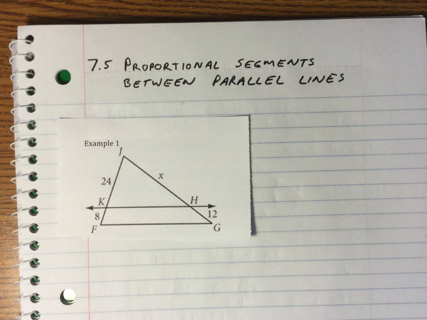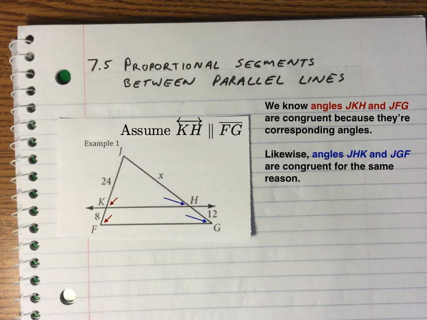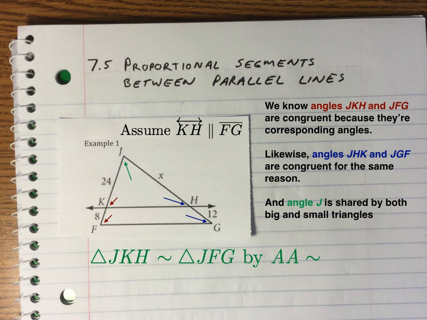So for the first example, take a look. If we assume that line KH is parallel to segment FG, then we know angles JKH and JFG are congruent because of corresponding angles. Likewise, we know angles JHK and JGF are congruent. And angle J is a shared angle, and so that means it's shared by both the big and the small triangles. And so we know that these two triangles, JKH, the small triangle, and JFG, the big, are similar by AA.